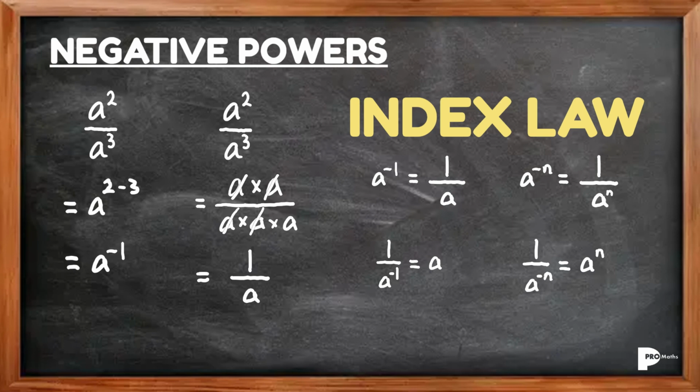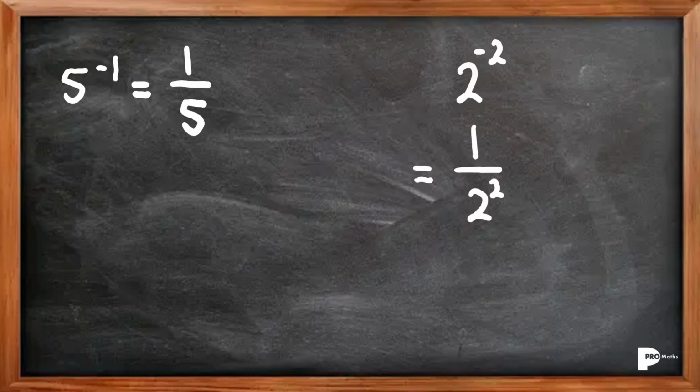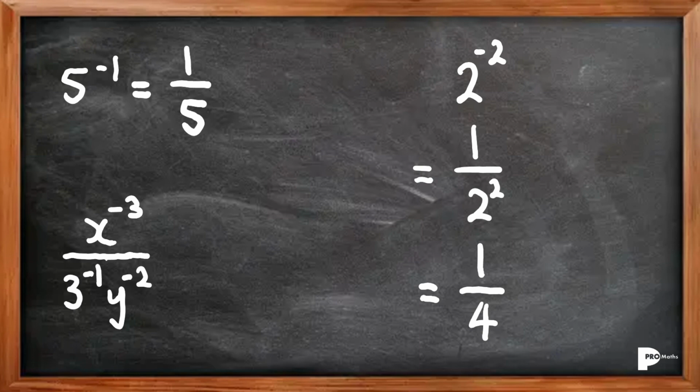Here's a few quick examples. 5 to the negative 1 equals 1 on 5. 2 to the power of negative 2 equals 1 on 2 squared, which is 1 over 4. x to the negative 3 over 3 to the negative 1 times y to the negative 2 equals 3y squared over x cubed.